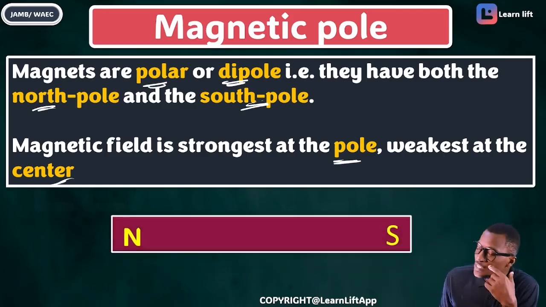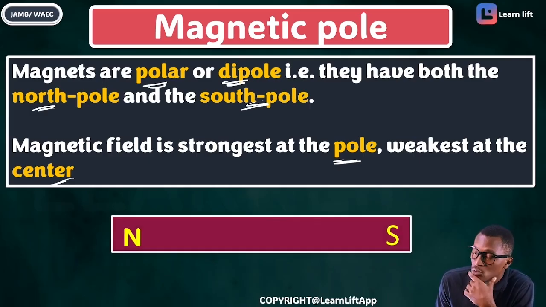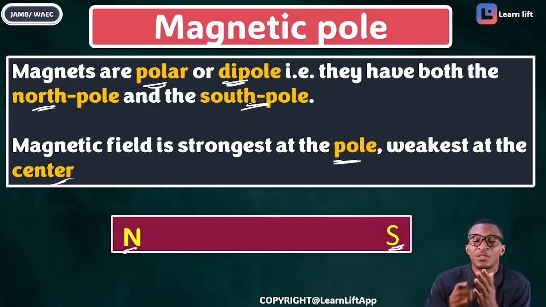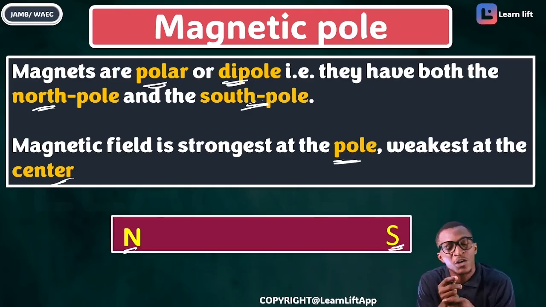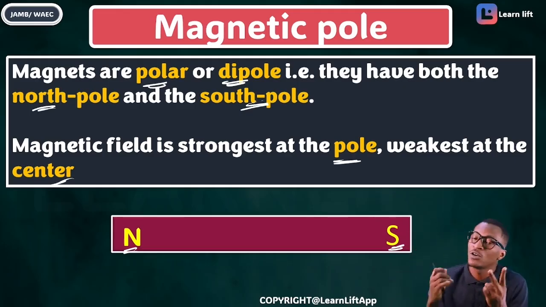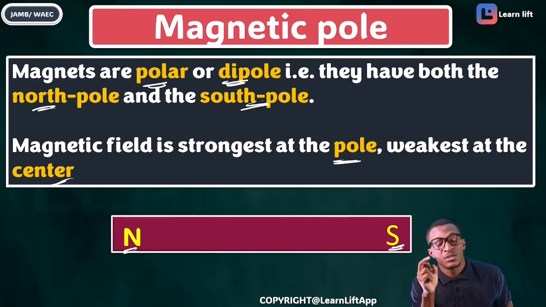Now let's get a magnet. Look at it. This is a magnet. You can see that every magnet has two poles, north pole and south pole. That's why we say that magnetic poles are dipole. Everybody, why are magnetic fields dipole? They are dipole because they have two poles, which is the north pole and the south pole. Where are the strongest?